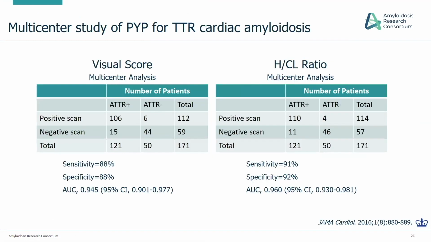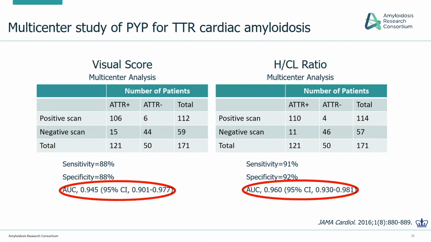Additional data that were collected in the States, just evaluating PYP specifically, were published in JAMA Cardiology from Boston University, Columbia, and the Mayo Clinic. And as you can see here, the area under the curve, or AUC, was quite high with excellent sensitivity and specificities. So a very useful test.